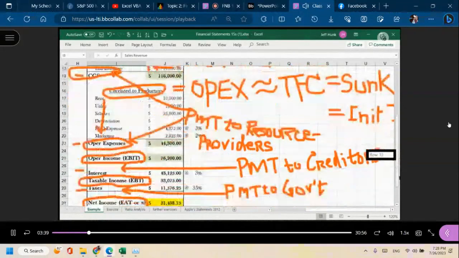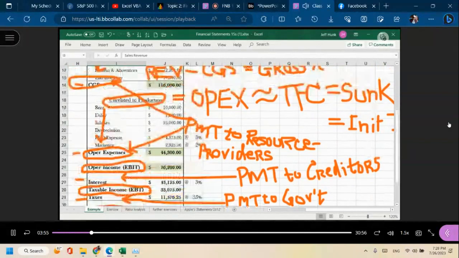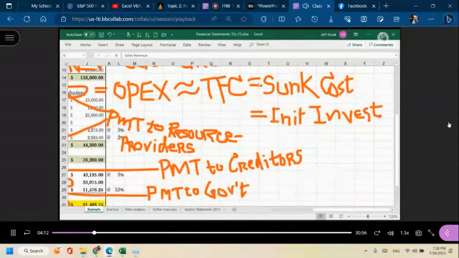There's a slight addition here, but let's keep going. Operating expenses is indirectly related to production, and it is roughly equivalent to total fixed cost. It's approximately equal to, and as I said in microeconomics, total fixed cost is not just OPEX, but a lot of fixed cost consists of sunk cost, which is basically initial investment. So what is a sunk cost?